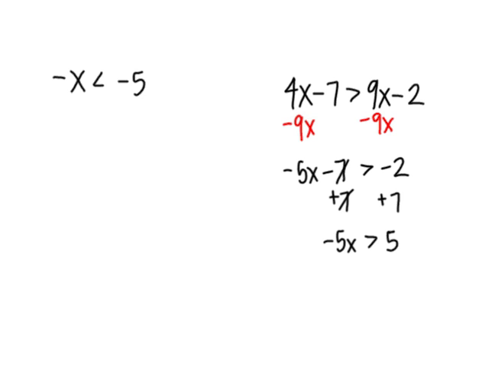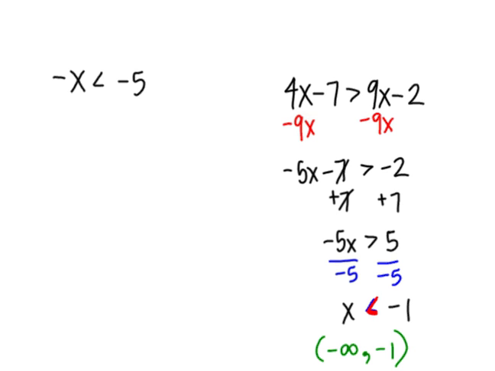To solve now, to get the x by itself, I'm going to divide both sides by negative 5. But when you divide by a negative, you have to flip your sign. So x is less than negative 1. In interval notation, I see it's pointing towards the left, which means that we're going to start at negative infinity, which is on the left, and go to negative 1, and negative 1 uses parentheses.